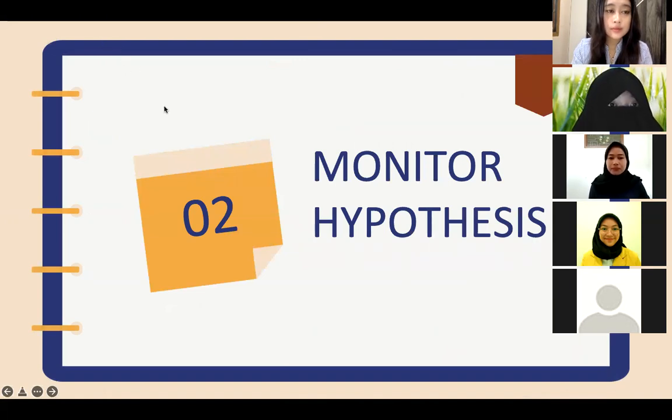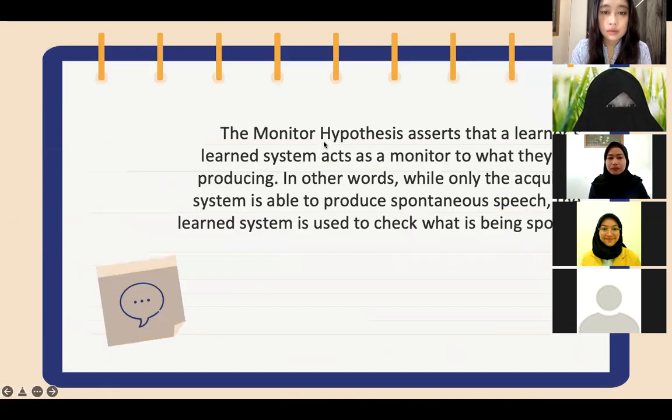Okay, next is the monitor hypothesis. The monitor hypothesis asserts that a learner's learned system acts as a monitor to what they are producing. So, in other words, while only the acquired system is able to produce spontaneous speech, the learned system is used to check what is being spoken.